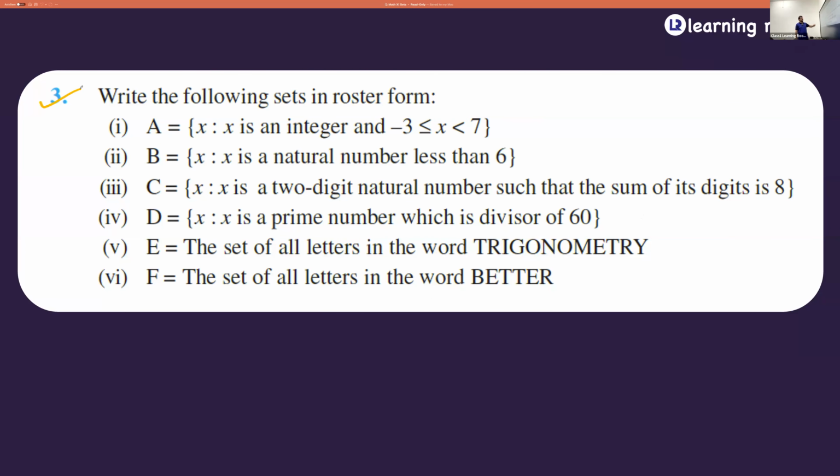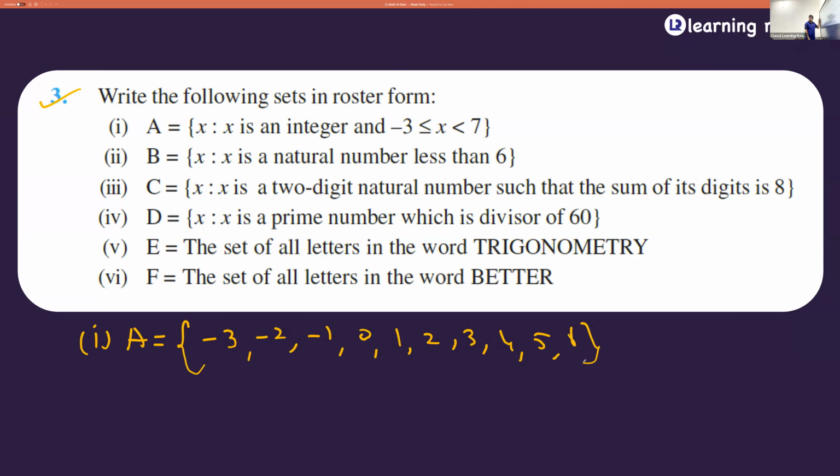Write the following sets in the roster form. A is equal to x such that x is an integer and it lies between -3 and 7, where -3 is included and 7 is not included. So the answer is A is equal to -3, -2, -1, 0, 1, 2, 3, 4, 5, 6. Right, this is done. B, x is a natural number less than 6. So B will be equal to 1, 2, 3, 4, 5.